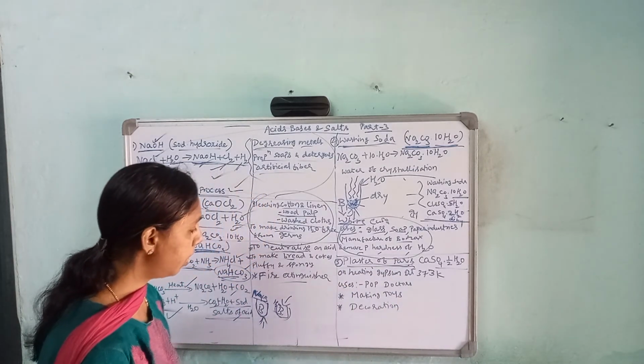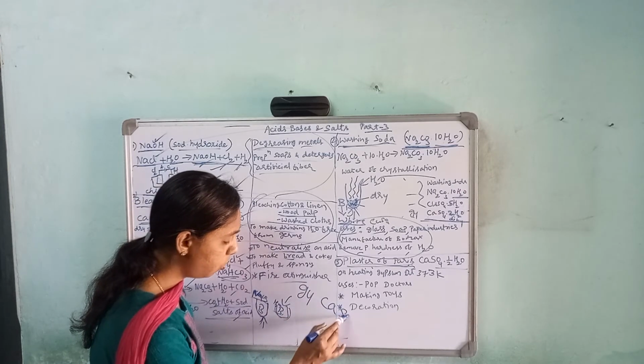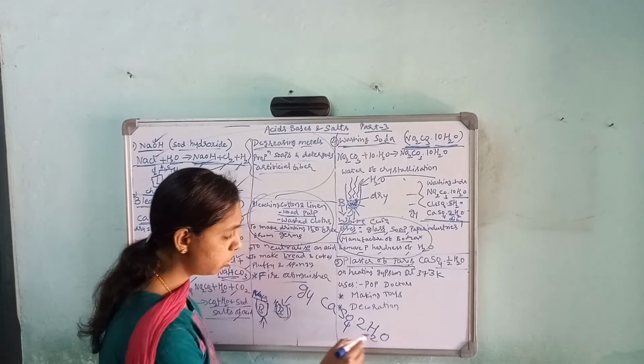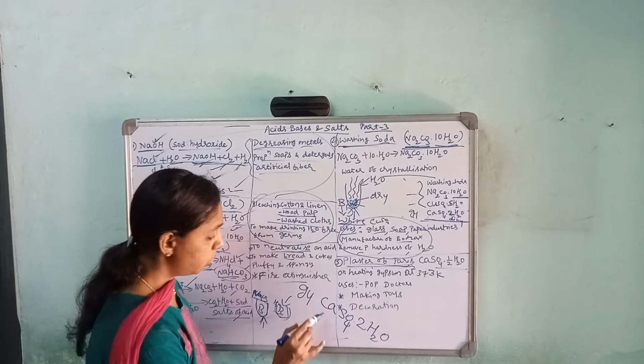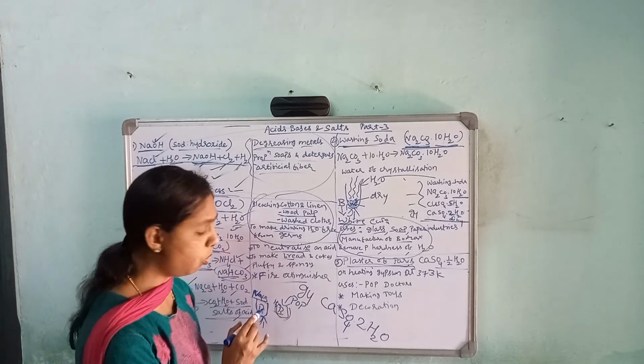See, you have to remember, gypsum is CaSO4, calcium sulfate, 2H2O. That means 2 molecules of water are there. So here they have given the preparation of plaster of Paris, POP.